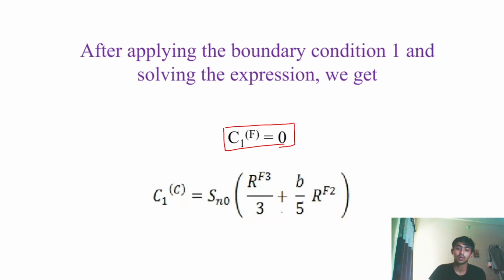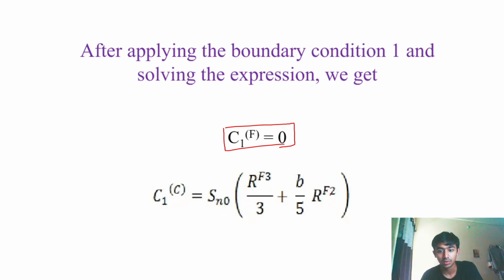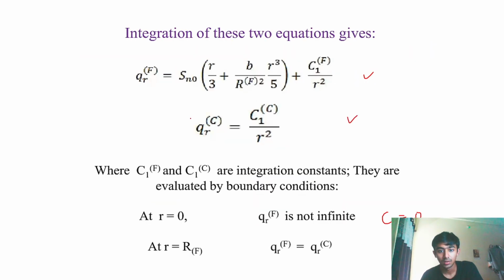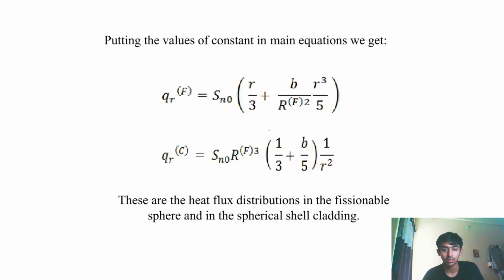For the cladding, the constant will be like Sn naught Rf. From here, putting r = Rf, so Rf by 3, b by 5, and Rf square. Okay, so Sn naught, this will be equal, so this one will be C1 square, and the r square coming outside, we have here Qc r square, so Rf square will be there. It's fine. So this is the cladding, and this is for the fusionable material. Putting both, we can find the Qf and the Qc, the flux distribution in the spherical cladding and fusionable material. These are the flux equations with respect to r.